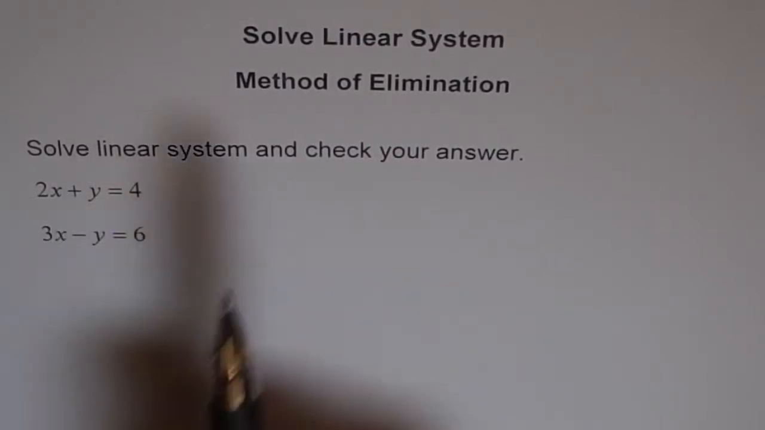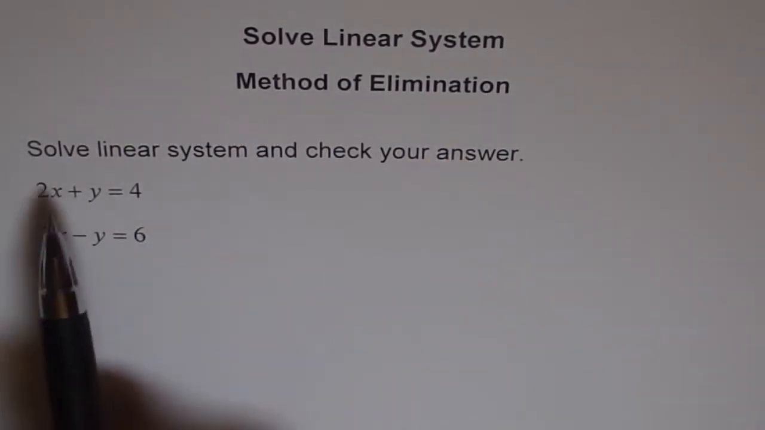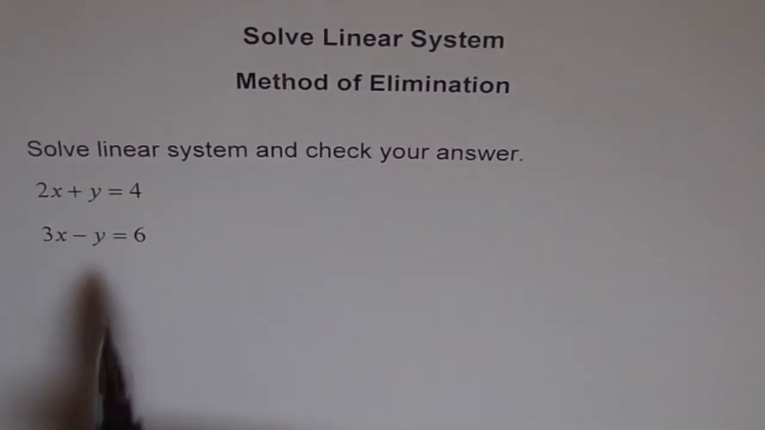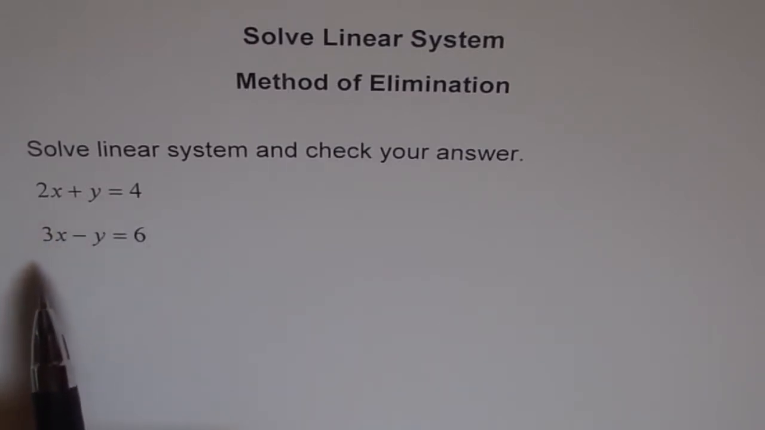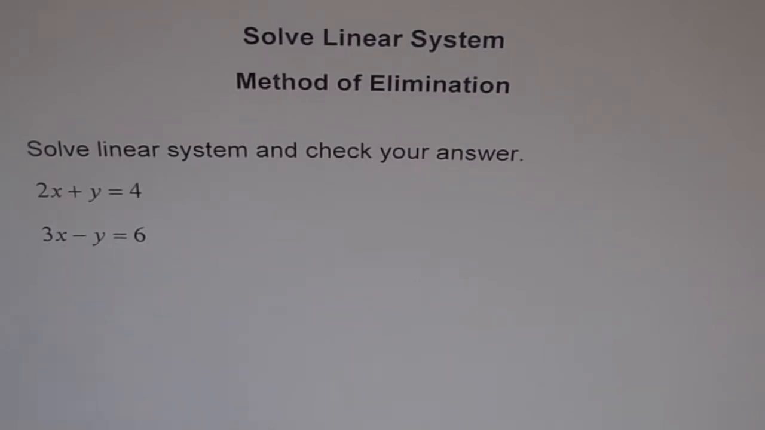Here we have a linear system and we have to solve it using the method of elimination. The question is, solve the linear system and check your answer. The linear system has two linear equations. One is 2x plus y equals 4 and the other one is 3x minus y equals 6.